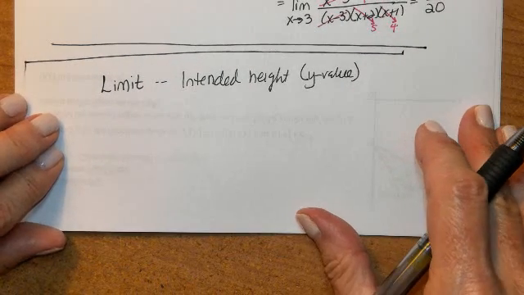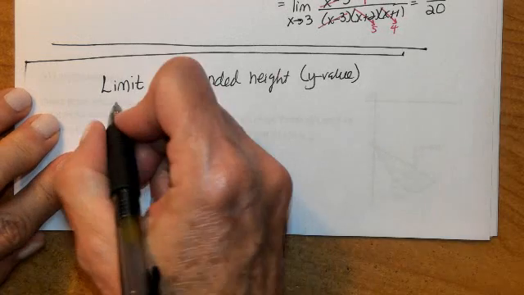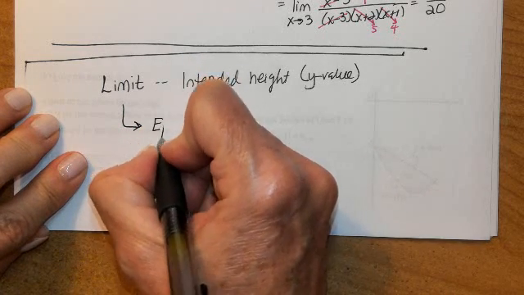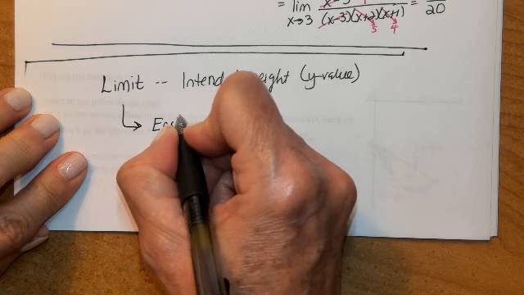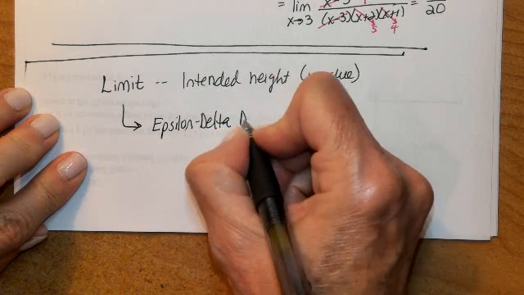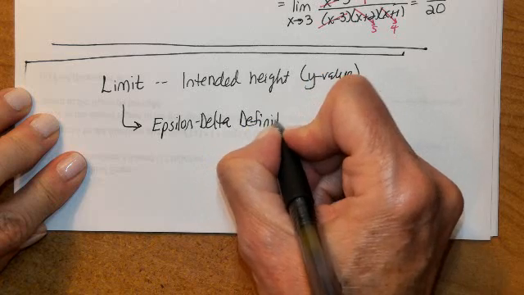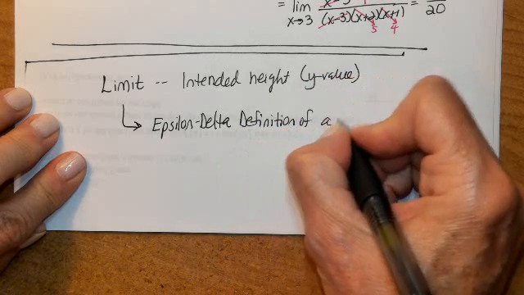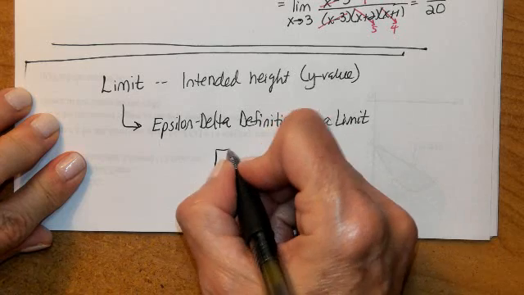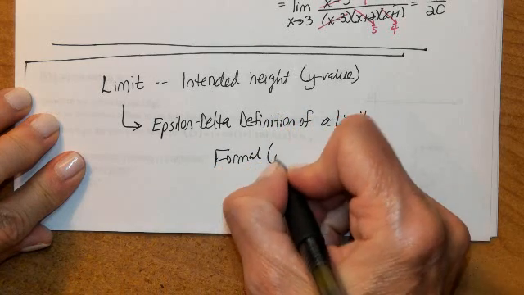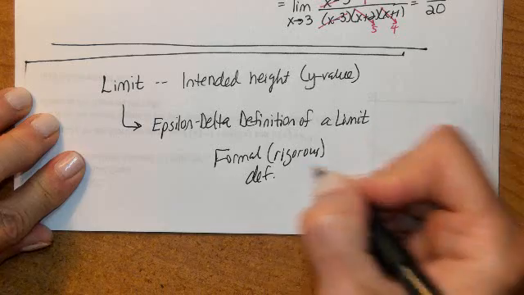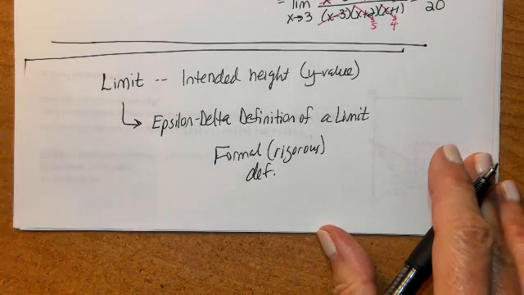But if you are interested in it, you can look up the epsilon delta definition of a limit. And that is the formal, rigorous definition. Okay? Some of you might be interested in that.